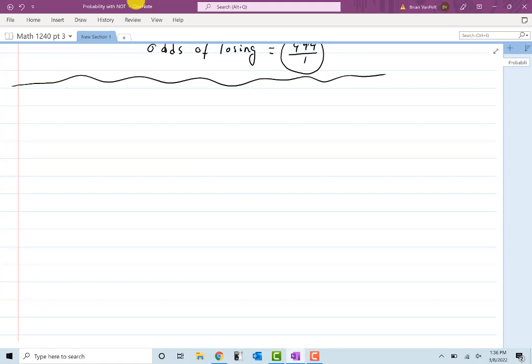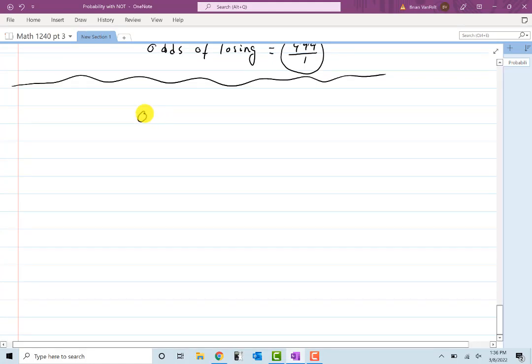The formula looks like this. Odds in favor of E equals the number of items in E, each of those would be favorable, divided by the number of items not in E, those would be unfavorable. So here it makes perfect sense.